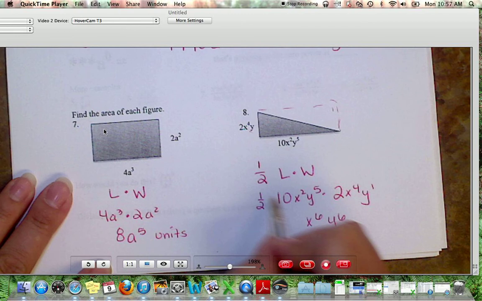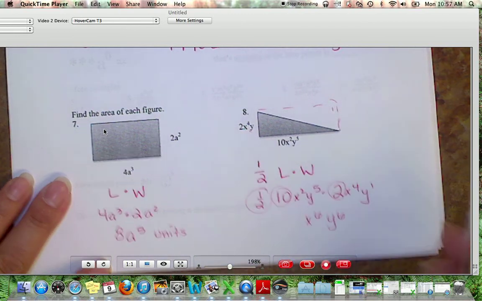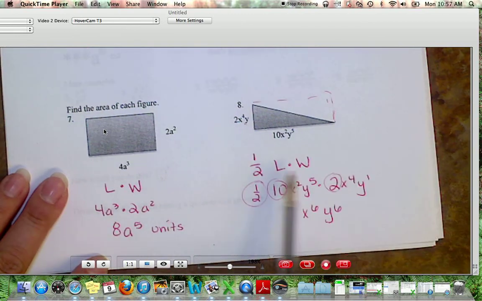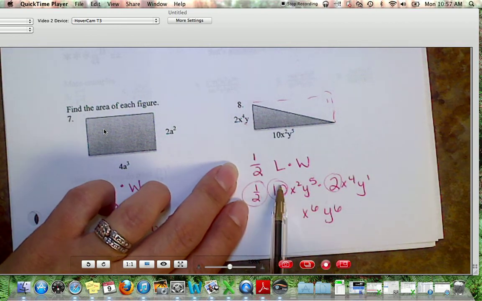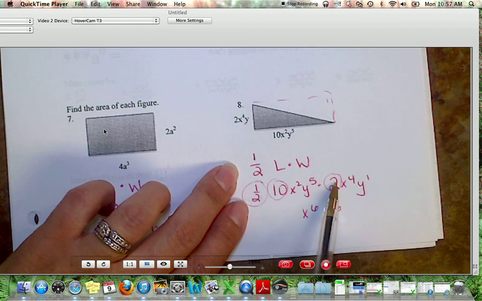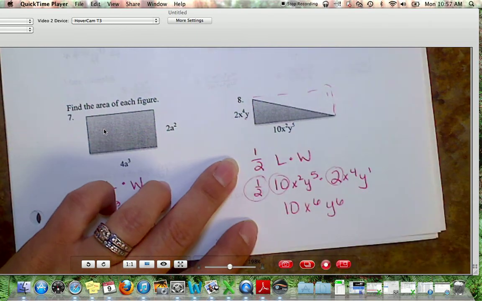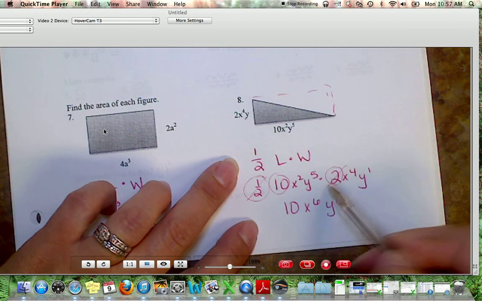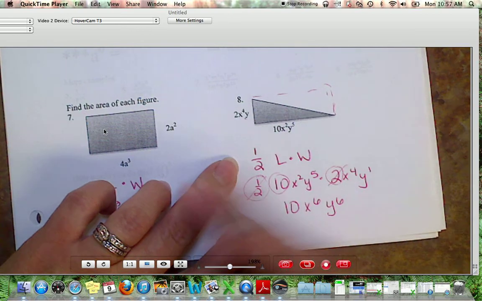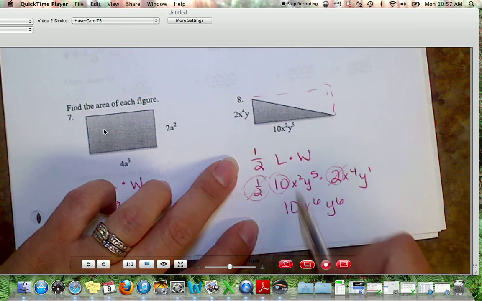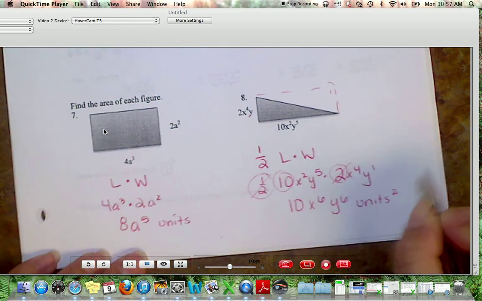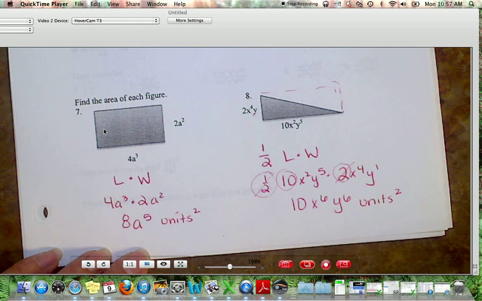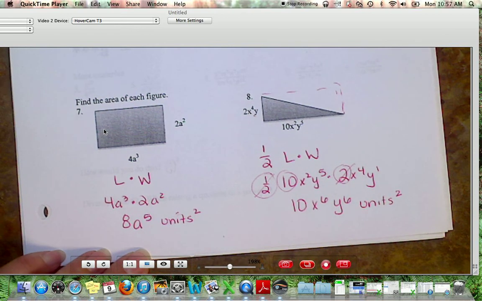And then all these coefficients are going to get multiplied together. So probably the easiest way to do it is skip the fraction for now, or actually you can go 1/2 of 10. 1/2 of 10 is 5, and 5 times 2 is 10. You could also think about it this way. The 1/2 and the 2 are going to cancel each other out, because 1/2 of 2 is 1. And so we're left with 10. And that's going to be units. You know what? This should be units squared because we're talking about area. Area is always squared units.